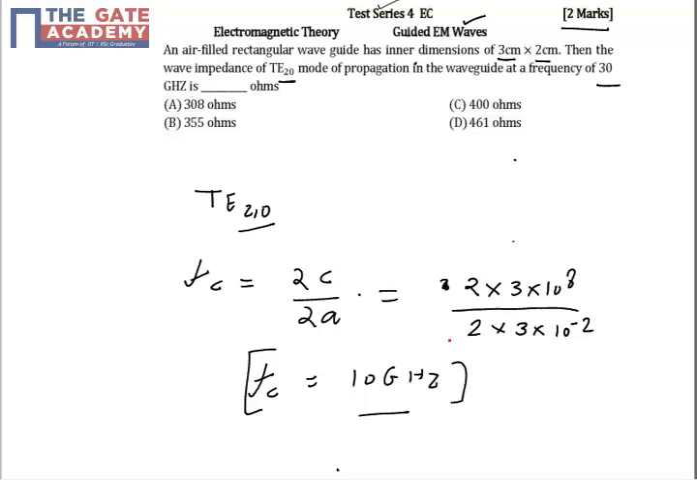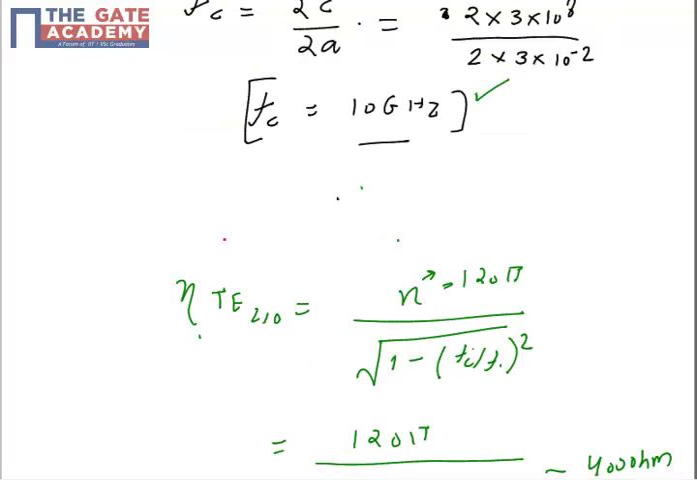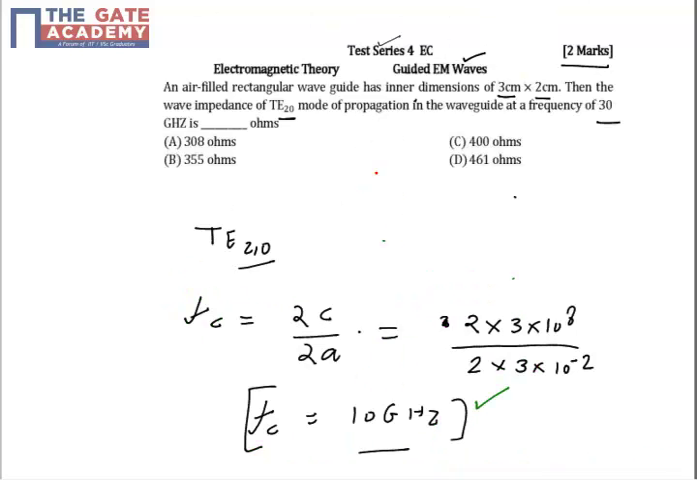Right, so it's a very important problem because the cutoff frequency concept in the waveguide is also involved here, and then the calculation of wave impedance. So 2 concepts have been involved in this question. So it's a very good problem. The correct option is option C.